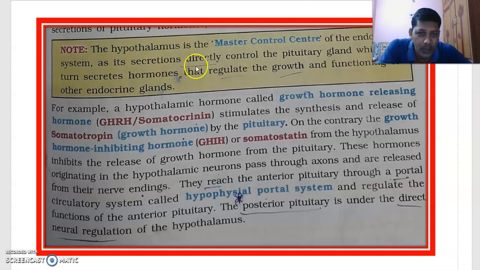Master control center of the endocrine system. Who is that? Hypothalamus. Why is it called the master control center? Because its secretions directly control the pituitary gland. Hey, pituitary gland, do this thing. They are directly controlling.